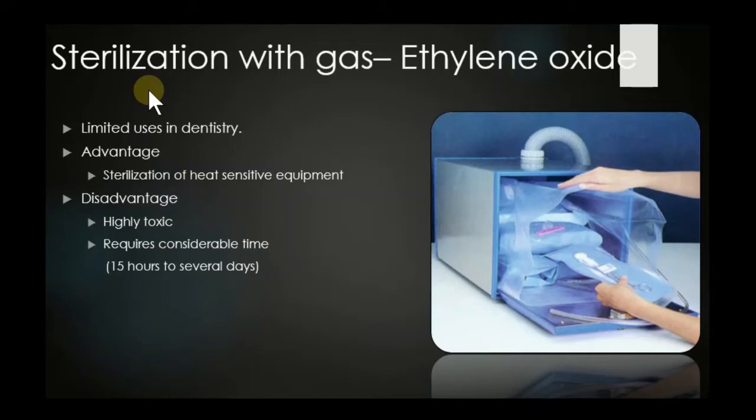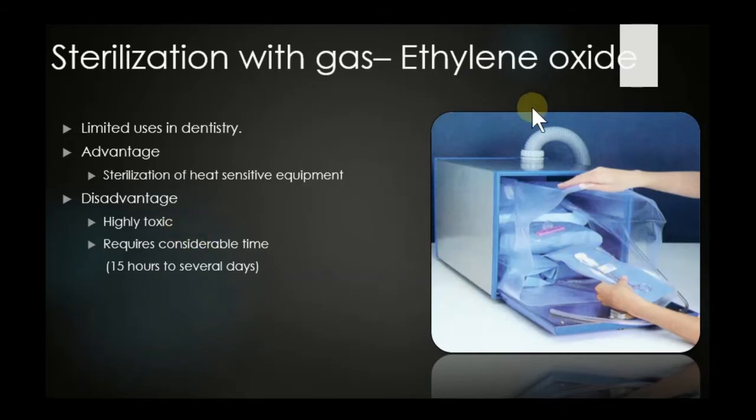Another method for sterilization is by using a chemical method, which is the gas ethylene oxide. It has a limited use in the dental clinics. The advantage of this method is that it can sterilize a large amount of instruments in one load, and also it can sterilize heat sensitive equipment because there is no heat in this method. It's purely depending on this chemical compound, ethylene oxide.